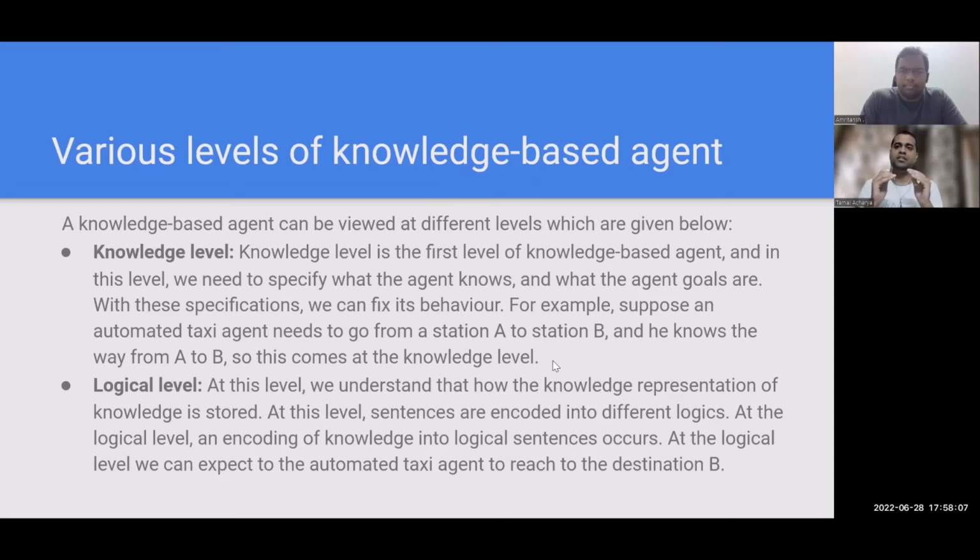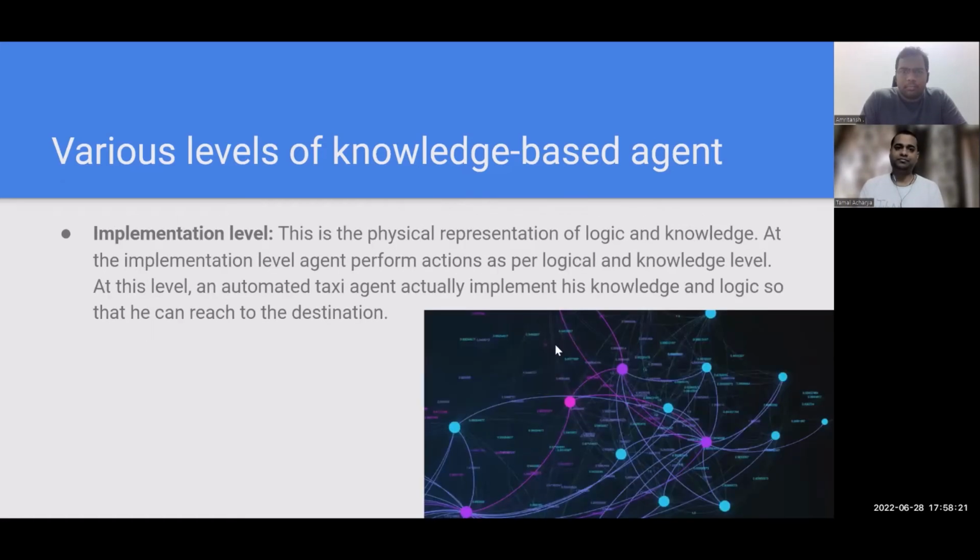So you break down whatever you are saying, he will break that down into logical forms, and then he will try to execute that accordingly, and then the taxi driver will take you to that destination. Makes sense. So that's the logical level.